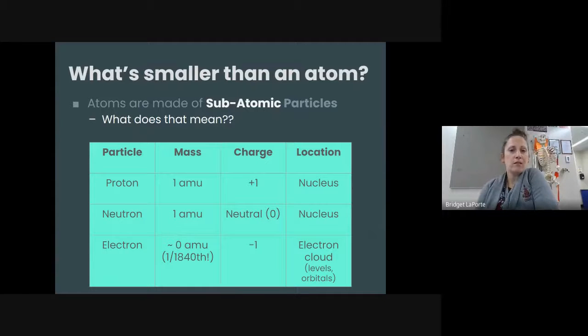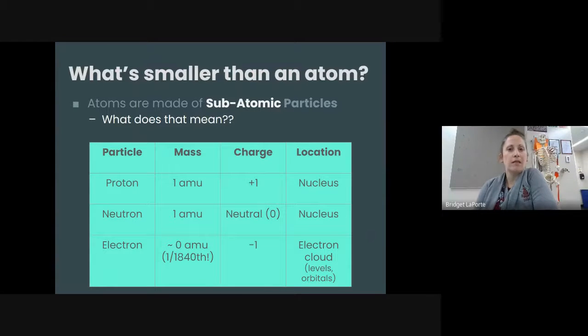AMU is the unit that we use to measure teeny tiny things, because the atom and its subatomic particles are very small. So AMU stands for atomic mass unit. And as you can see, the proton and the neutron are basically 1 AMU each. And so they are going to be what the atom consists of in terms of its mass.